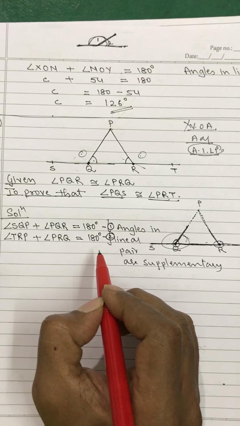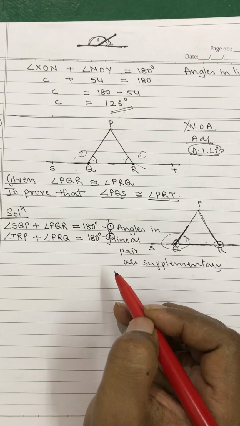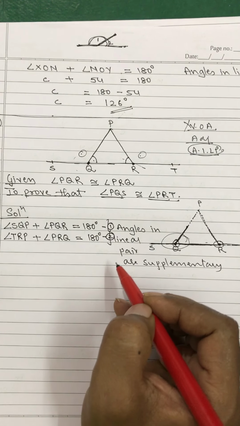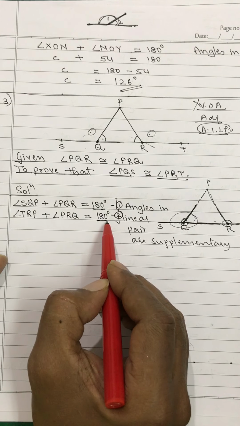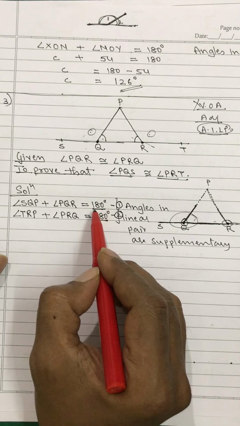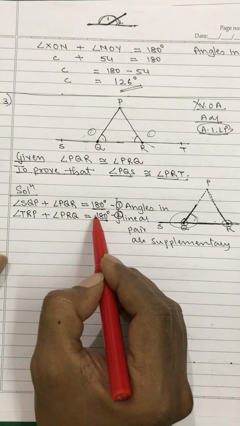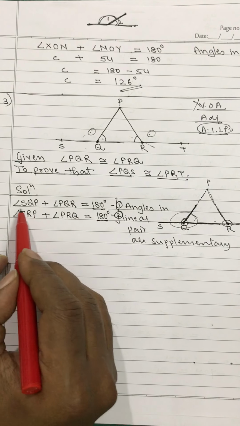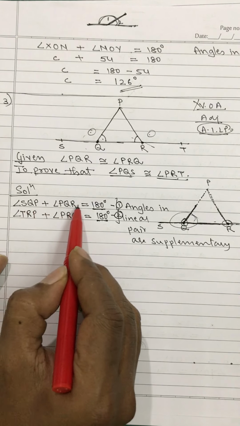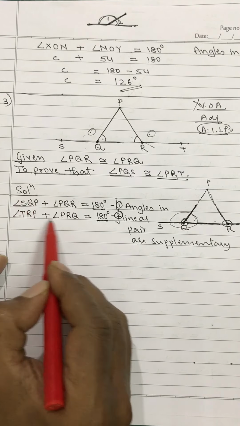Now what do I get from these two equations? See, this is also 180 degrees. This is also 180 degrees. Try to understand what I am doing. So because this is 180 degrees and this is 180 degrees, the whole left hand side has to be equal to this whole left hand side, because this left hand side is 180 degrees, this left hand side also is 180 degrees.